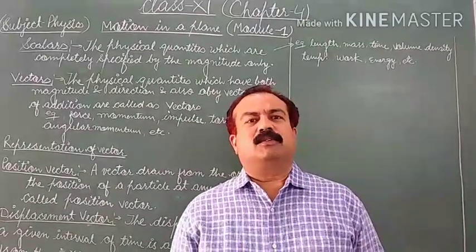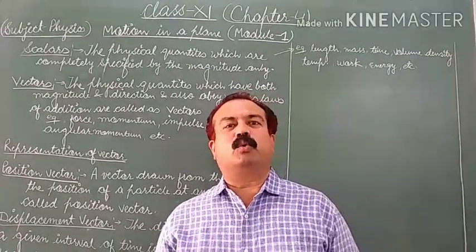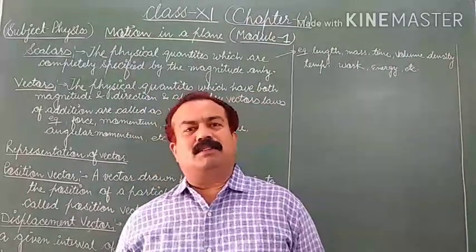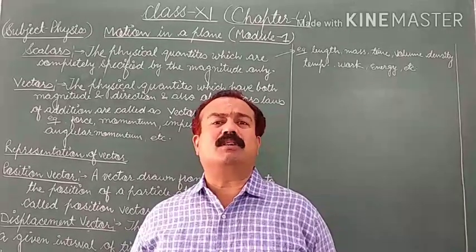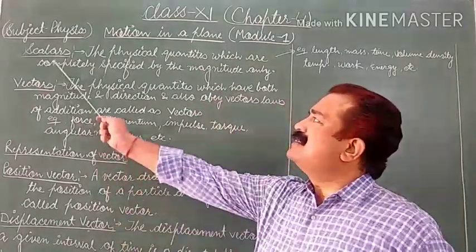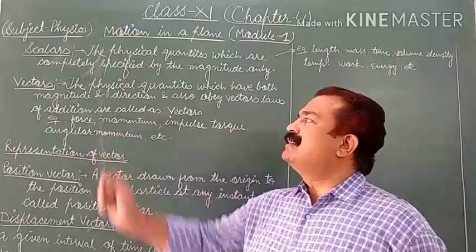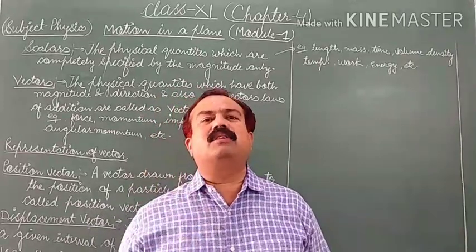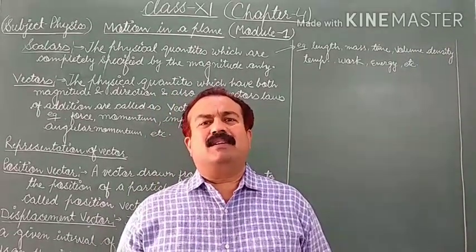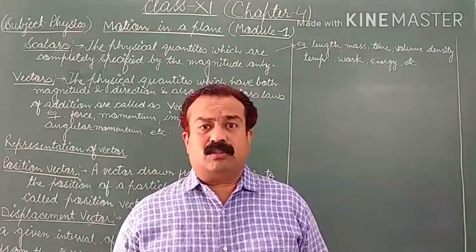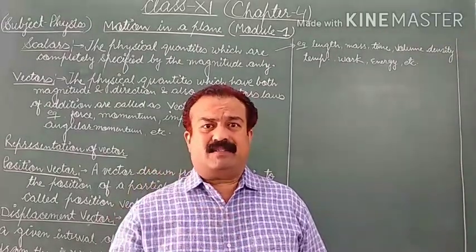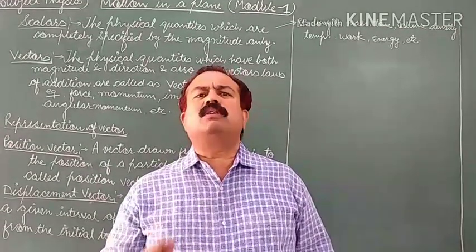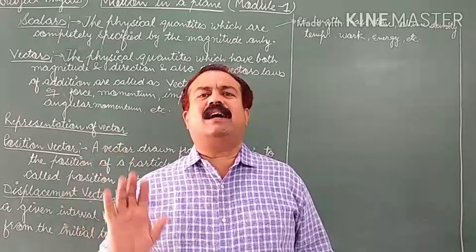I am here for class 11 module 1 of the chapter Motion in a Plane. Here in this chapter we have to discuss a very important term: what is a scalar quantity and what is a vector quantity. The students generally have confusion in both. Basically, scalar quantities are those which express themselves completely by their magnitude only. They do not require any direction.